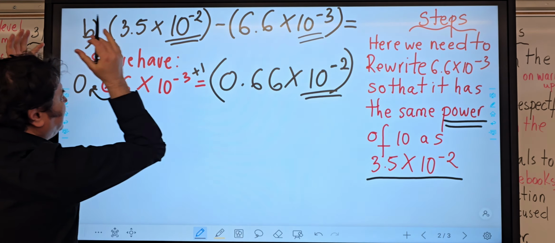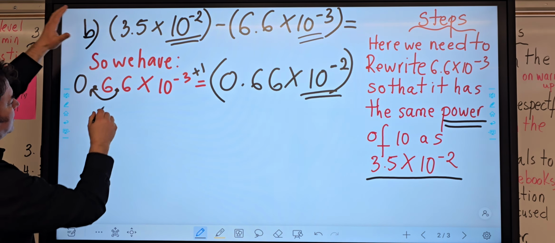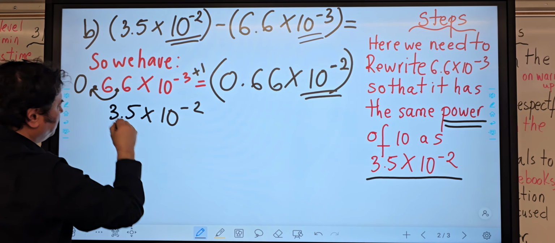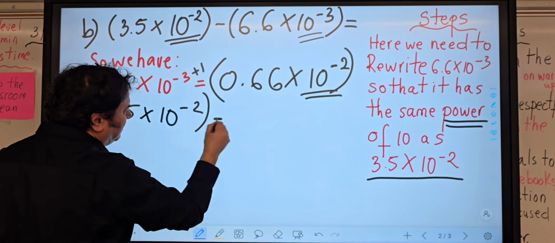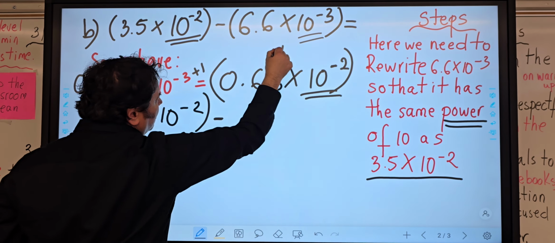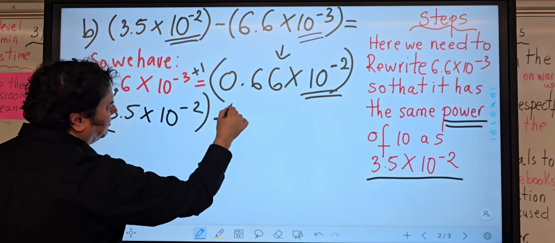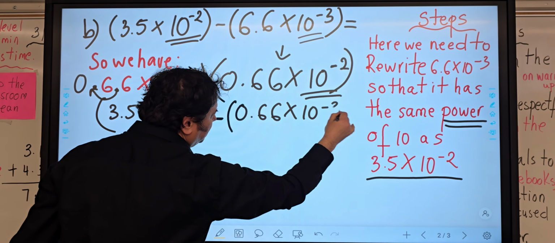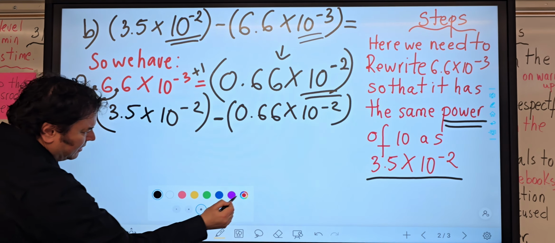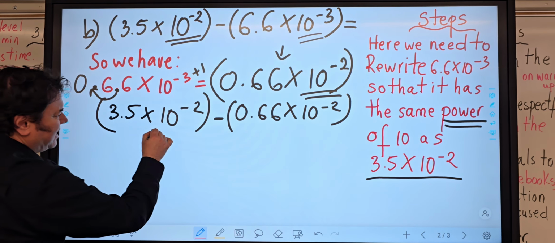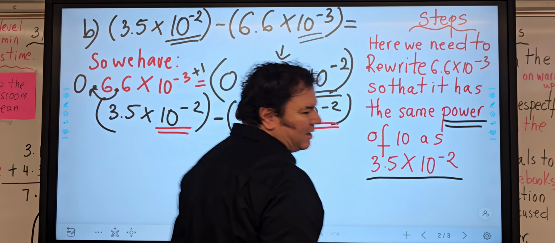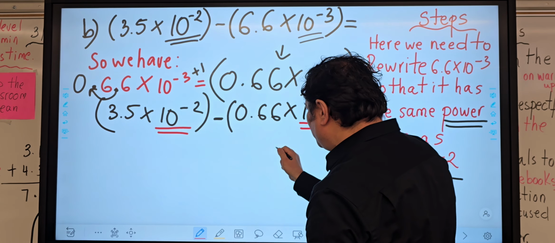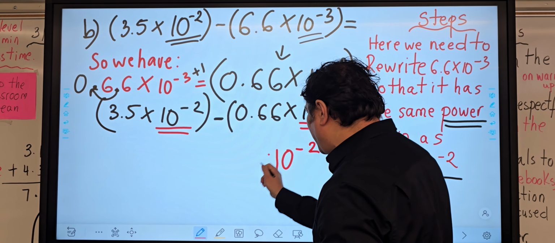The first parenthesis stayed the same. We didn't do anything to the first one. So let's rewrite it. 3.5 times 10 to the negative 2. Now we have a minus instead. Minus. And that parenthesis becomes this parenthesis now. So we have 0.66 times 10 to the negative 2. And now we can see that 10 to the negative 2 is the same in both parentheses. And we can factor 10 to the negative 2. 10 to the negative 2, we can factor it out.